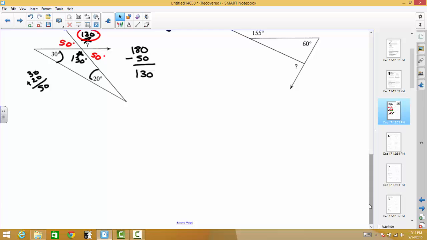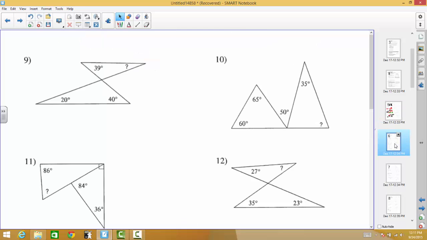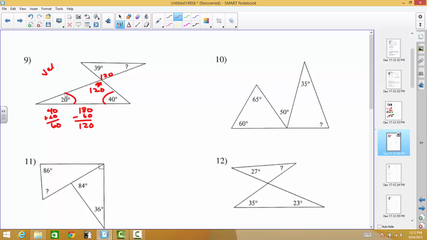Flip it on over. Whoops. All right, so in number 9, we have these two angles. So in order to find the third one, 40 plus 20 is 60. And 180 minus 60 is 120. Which means this is 120 because those are vertical angles.